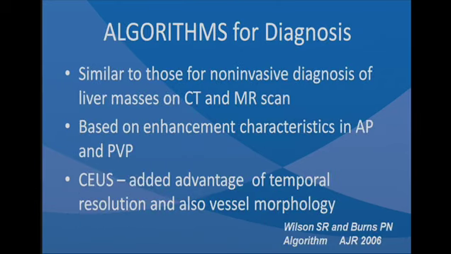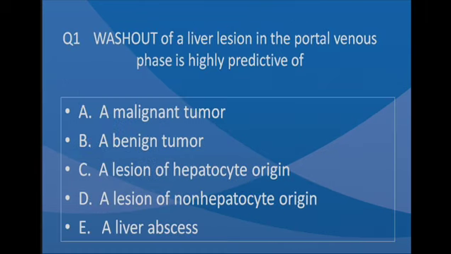So the first pursuit that we undertook when we started to use microbubble contrast agents was the development of an algorithm for the diagnosis of liver masses on CEUS. And so this is similar to those for the non-invasive diagnosis of liver masses on CT and MR scan, not surprisingly. So these, of course, are based on the enhancement characteristics in the arterial phase and the portal venous phase. However, contrast-enhanced ultrasound has the added advantage of temporal resolution and also exquisite vessel morphology.